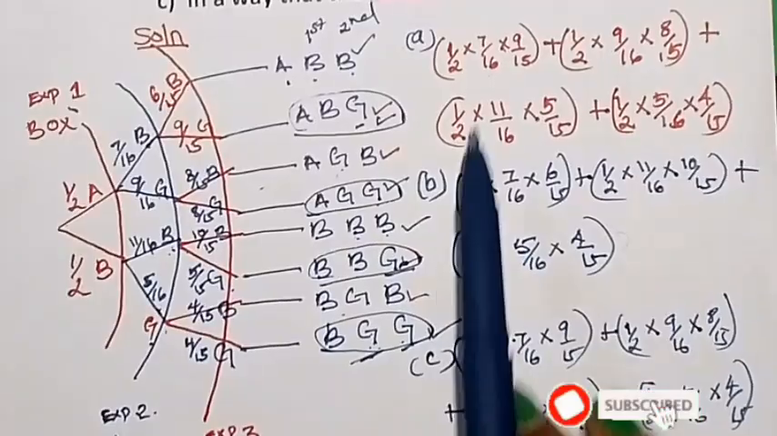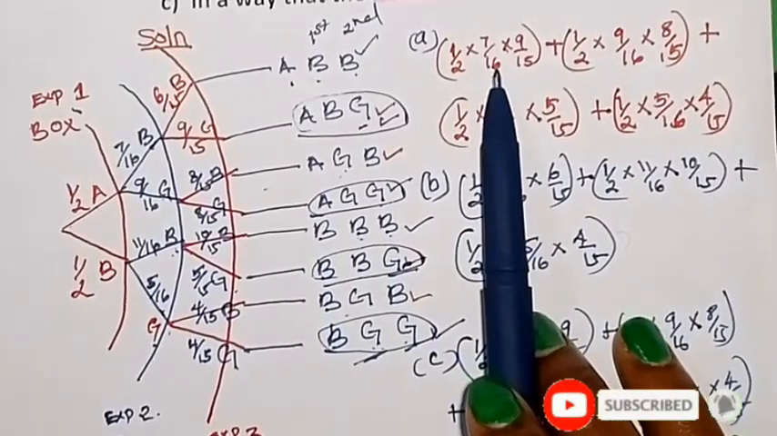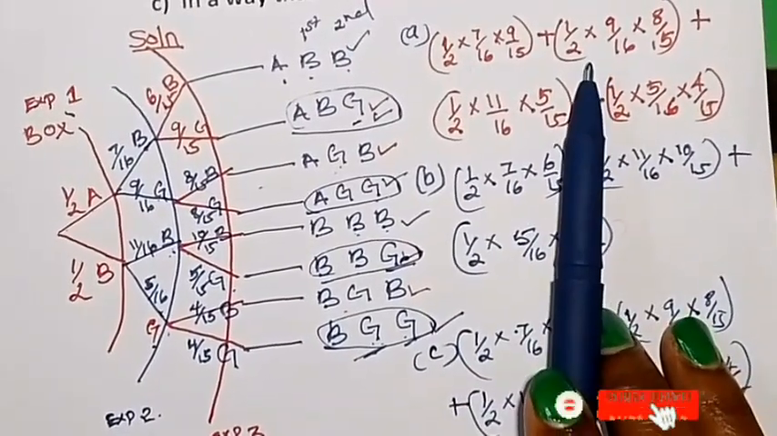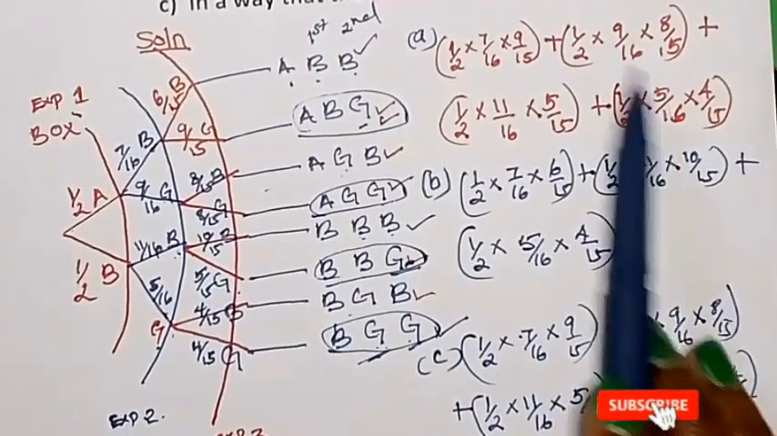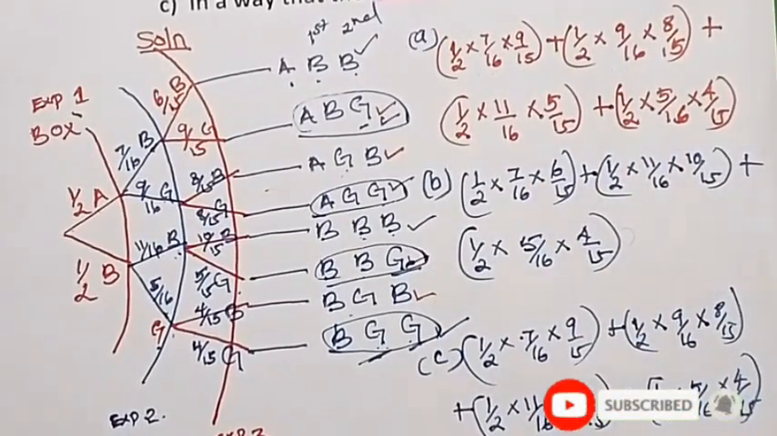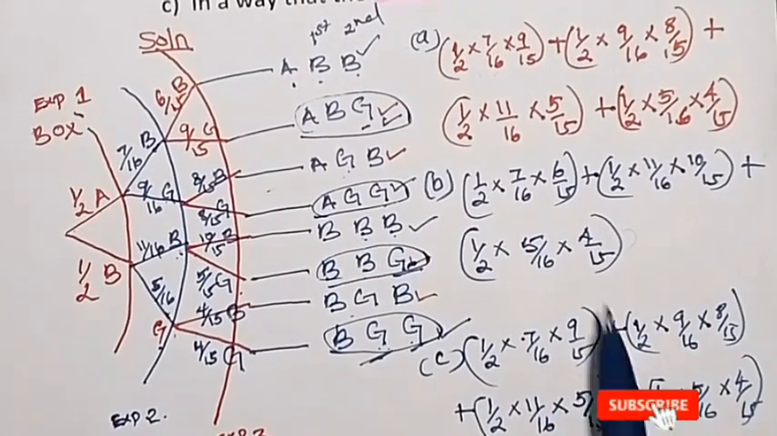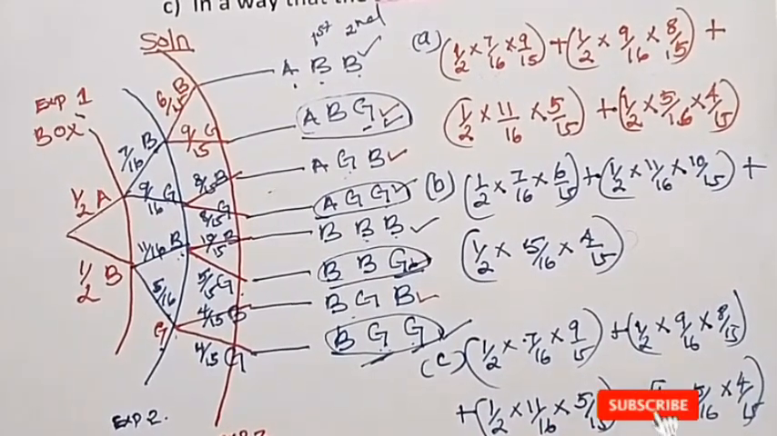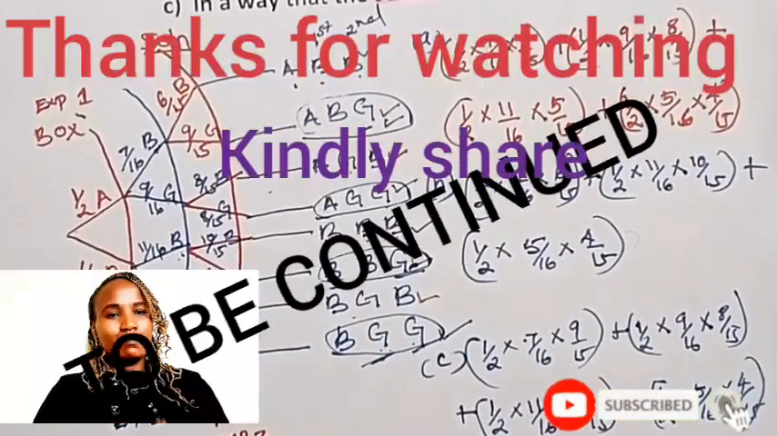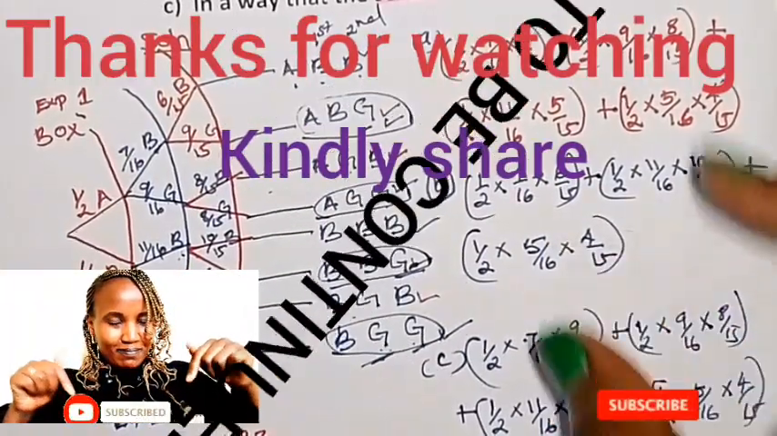So when you simplify this, what do you get? When you simplify this and then sum together, what is the answer? When you do the same to this, what is the answer? When you do the same to this, what is the answer?